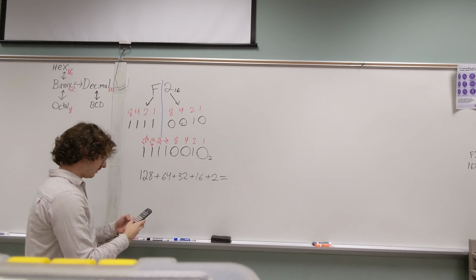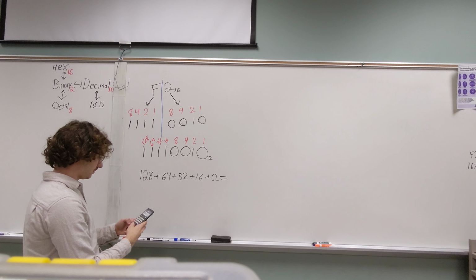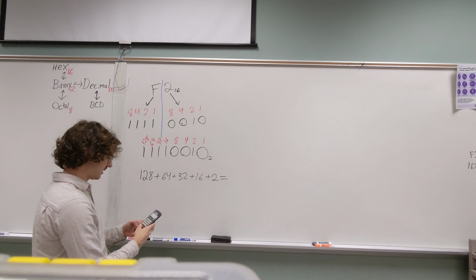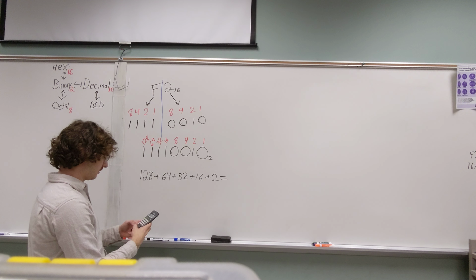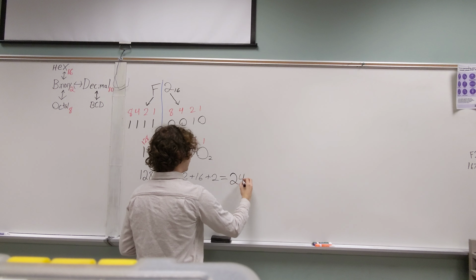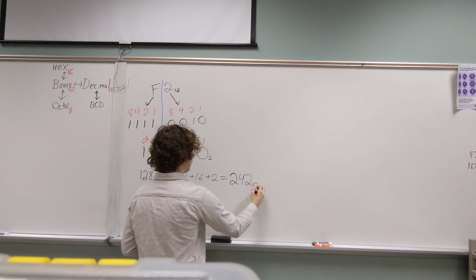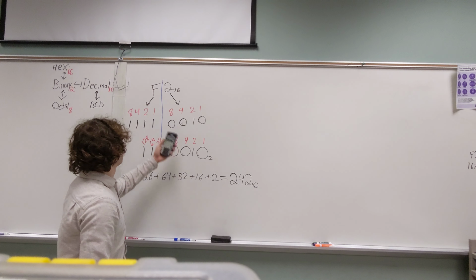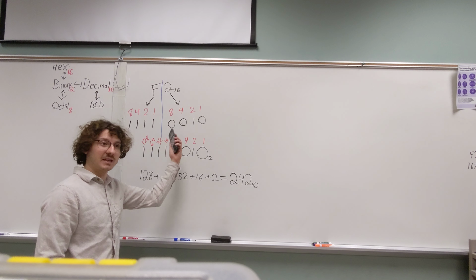So I'm going to work that out. 32 plus 16 plus 2. So I got 242 base 10. That's our decimal equivalent of F2 from hexadecimal to decimal.